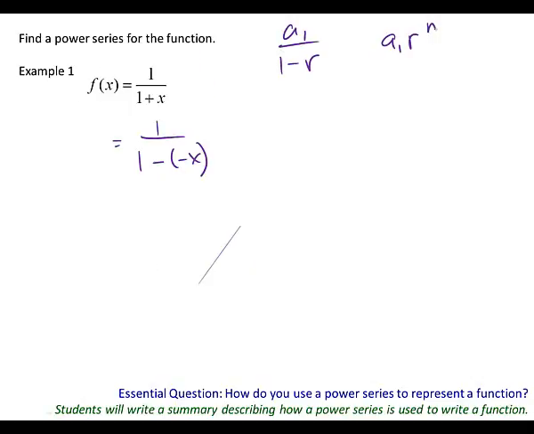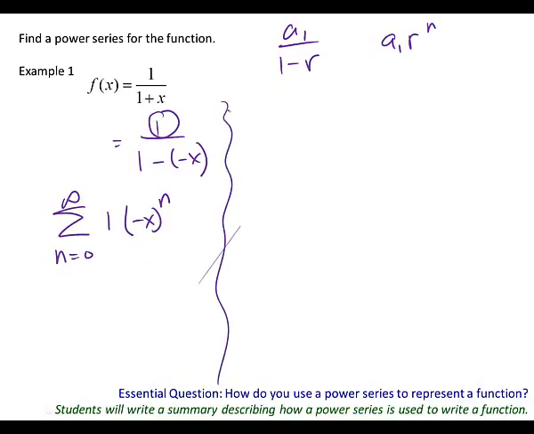So what we're going to do then is write our power series. So n equals 0 to infinity. What's our a sub 1 according to this? 1. What is our r? Negative x to the n. That's it. Now that's what we're going to focus on during the lesson.